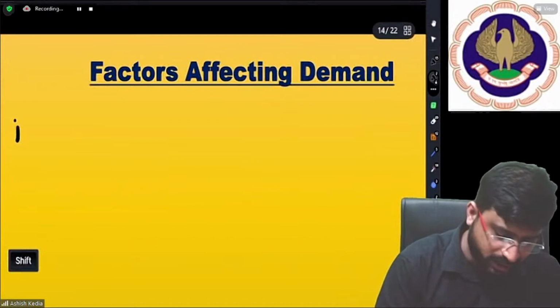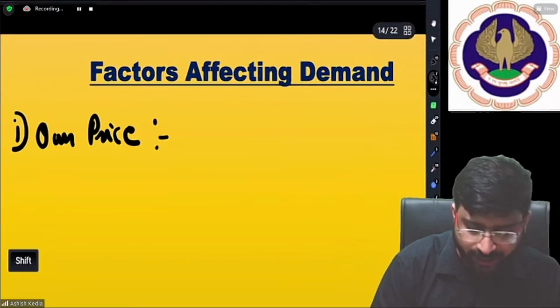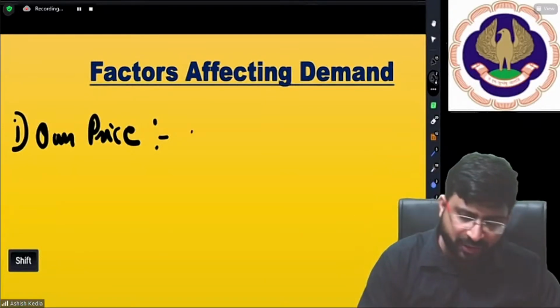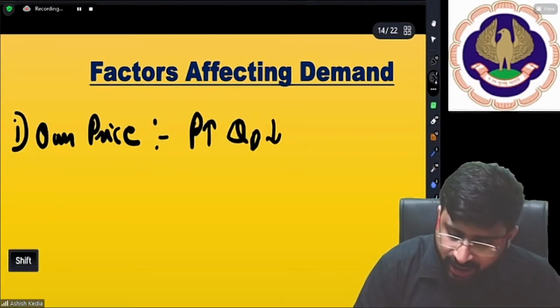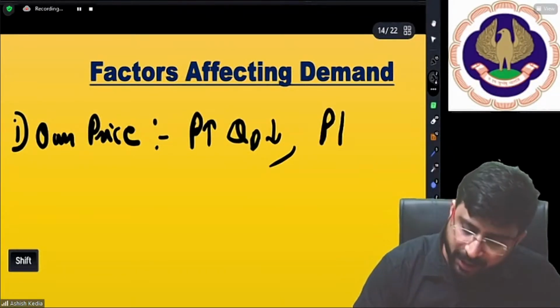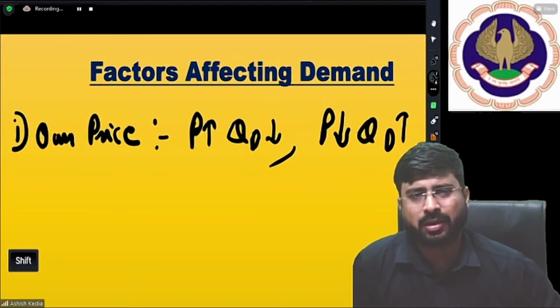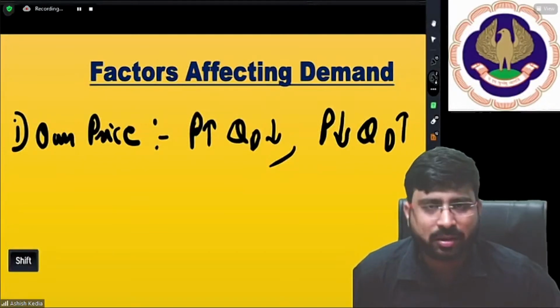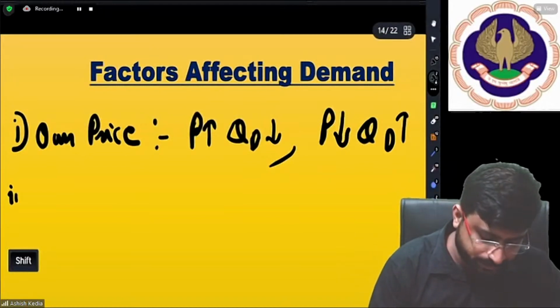So number one factor is obviously the own price of the commodity. There is not much to say. All of us know that if a product becomes expensive, normally the quantity demanded will fall, and if a product becomes cheaper, the quantity demanded will rise. I mean, what is the clue here? It's obvious. Okay, sir, we get it. Number one is own price of the commodity.